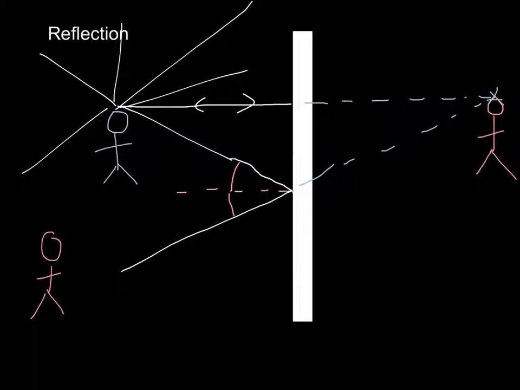So we can explain the fact that there are images behind mirrors simply by assuming that light rays behave like balls, and they just bounce back at the same angle that they bounce in. Neat.